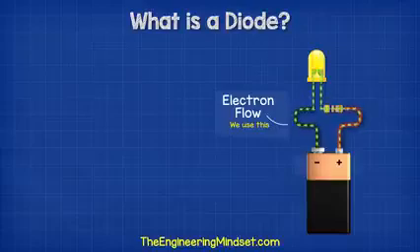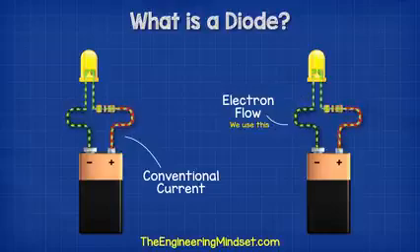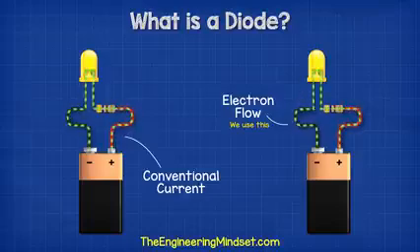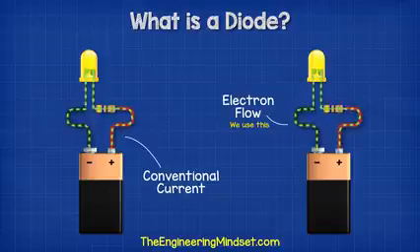Now I've animated this video using electron flow, which is where the electrons flow from the negative to the positive. However, you might be used to seeing conventional flow, which is traditional in electronics engineering, and this is where the electrons flow from the positive to the negative. Electron flow is what's actually occurring, but you might come across conventional current still, as these explanations are easier to understand. Just be aware of the two and which one we're using.